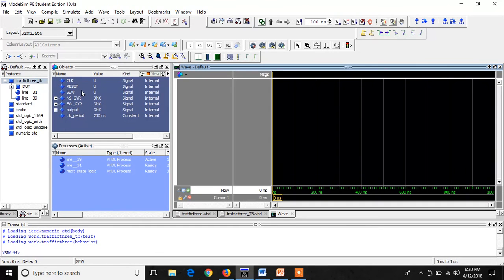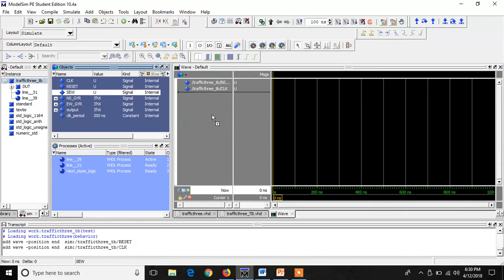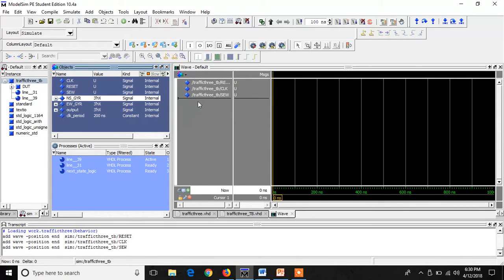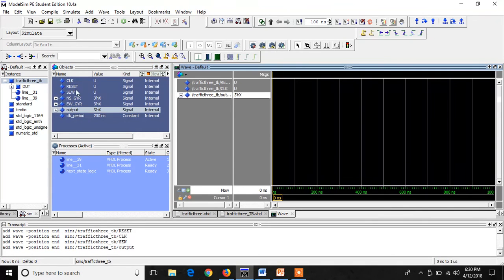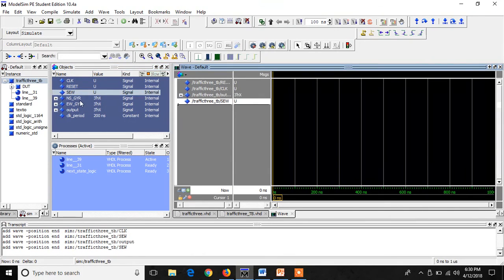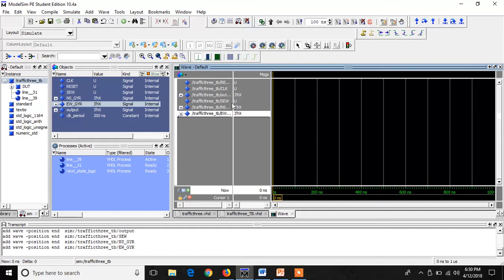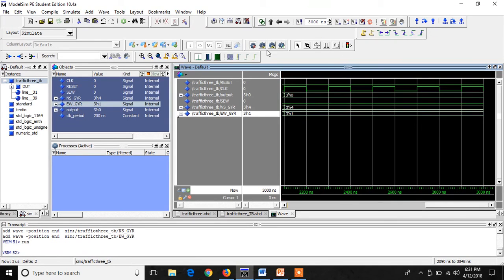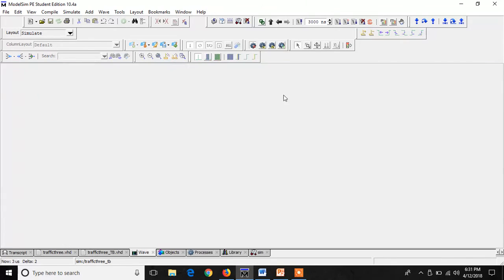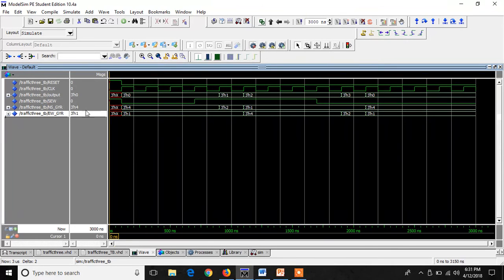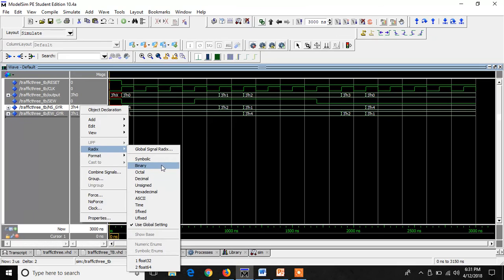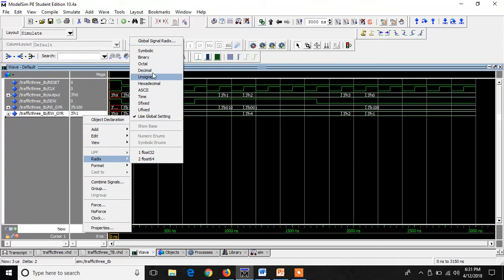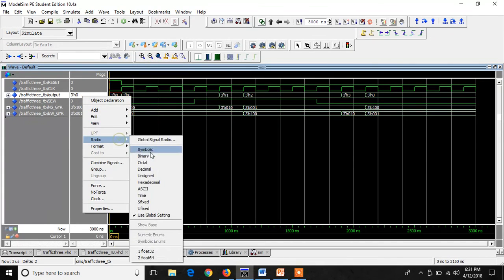First, I'm going to input the reset, clock, east-west sensor, the output that's going to show us which state we're in, the north-south lights and east-west lights. Then I'm going to run it for 3000 nanoseconds, and I'll make it full screen. Okay, I'll make these binary so we see which lights are going on and which state we're in.